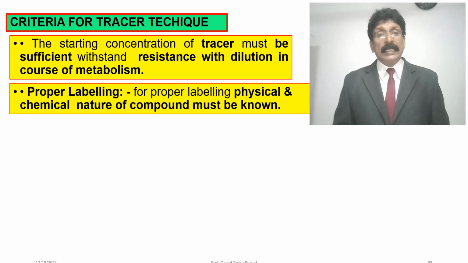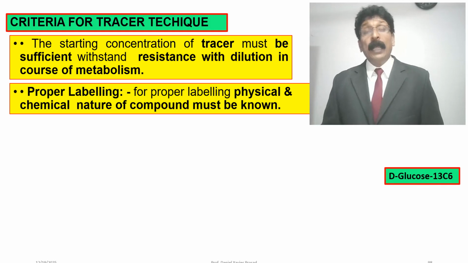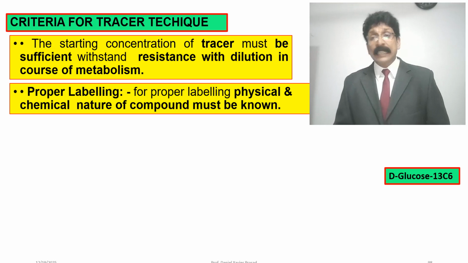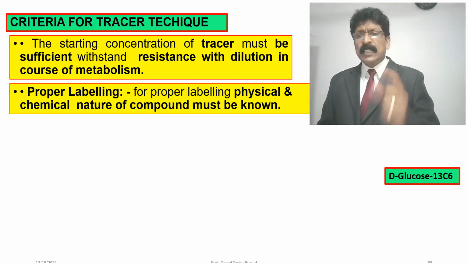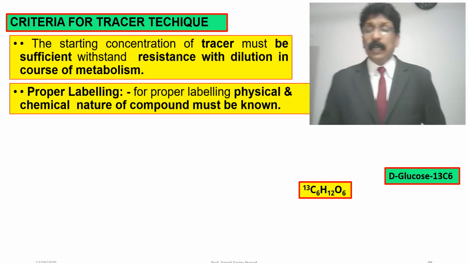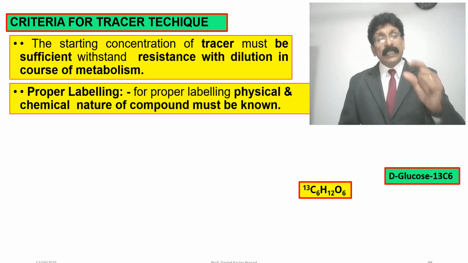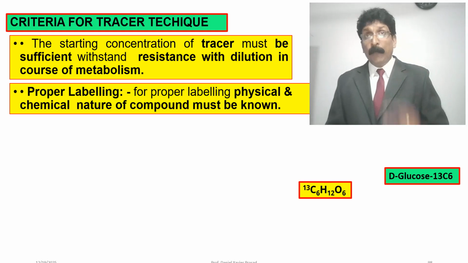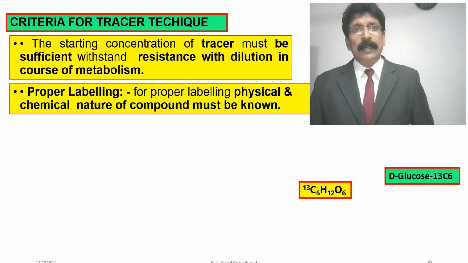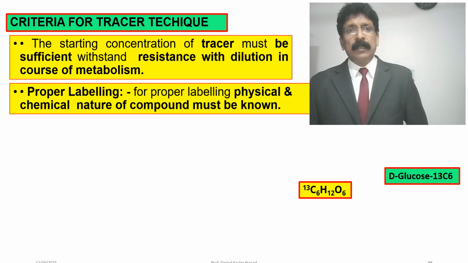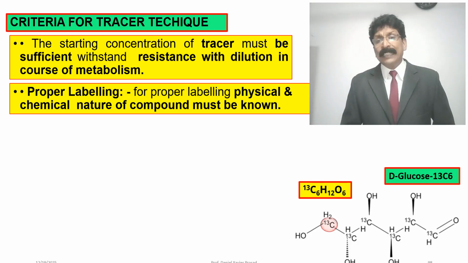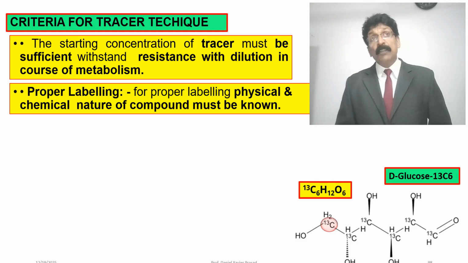What is its stability? What is its proper labeling? We should identify. Example: glucose with carbon-13. C6 means the 6 carbon atoms present in the glucose are completely labeled with carbon-13. You see the formula, 13, because carbon is usually 12. But you are making a radioactive isotope of carbon in a glucose, changing that carbon atom, and that is called labeling. This is a glucose molecule with 6 carbon atoms. All the carbon atoms are made into carbon-13.